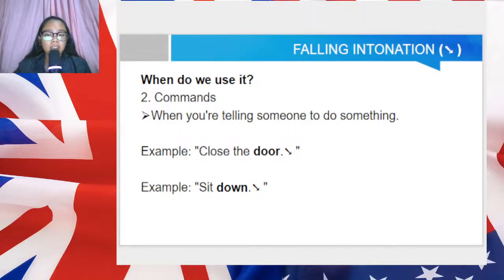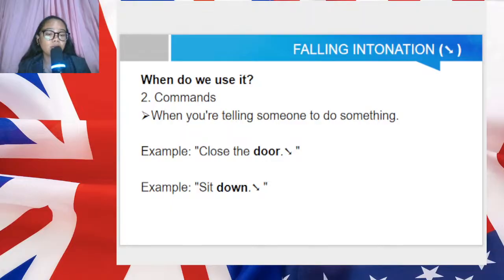We are explaining the different contexts where falling intonation can really be utilized. Okay, all right. So that is for "close the door" and "sit down." Examples of falling intonation.